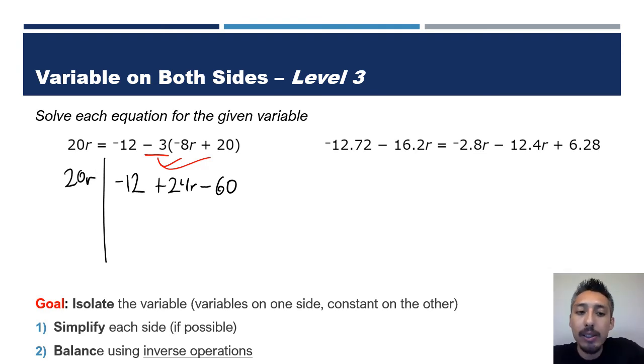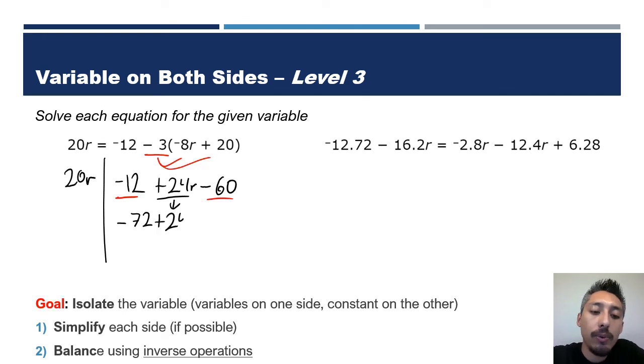Next, is there anything else that we can simplify? On the right side, yes, we have a negative 12 and a negative 60. They're just regular numbers, they're like terms. And when we combine those two numbers together, we get a negative 72. We still have a 24r that we're going to go ahead and drop down, so 24r, and on the left side we still have 20r. There's nothing else that we can simplify, so now let's go ahead and start balancing.